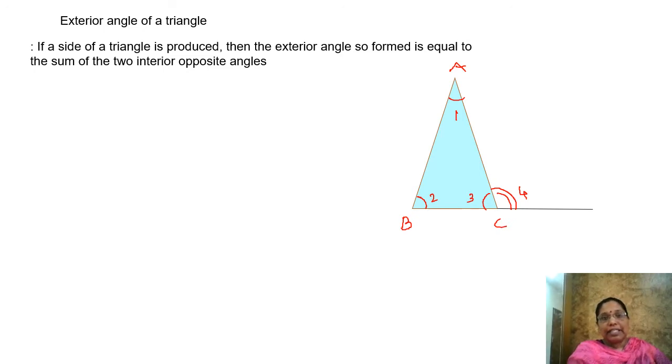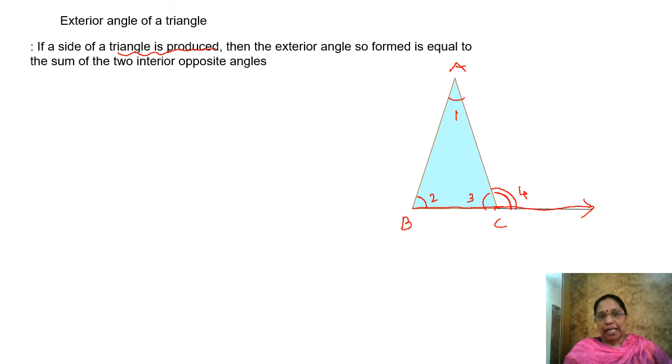That is, if a side of a triangle is produced. So here I am producing the side BC. This side BC, I am extending it. Producing means extending it, make it move further. So I am extending side BC. When I extend it, then there is an exterior angle, an angle formed outside the triangle.